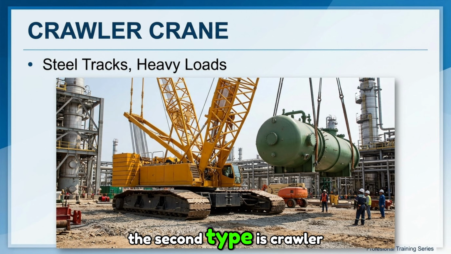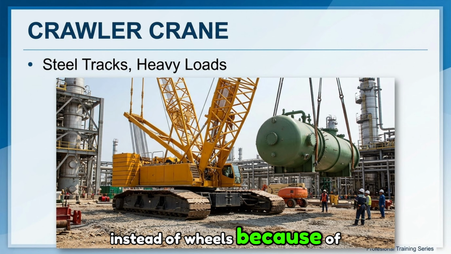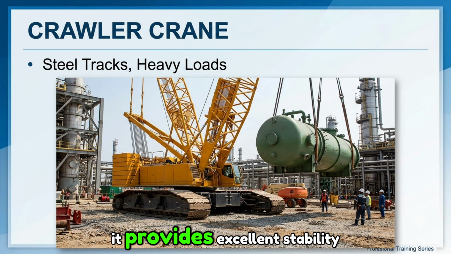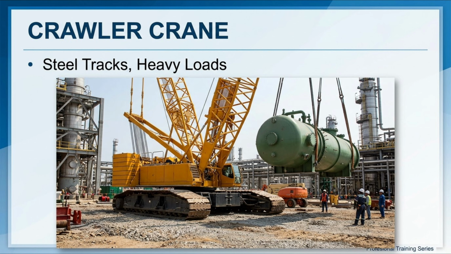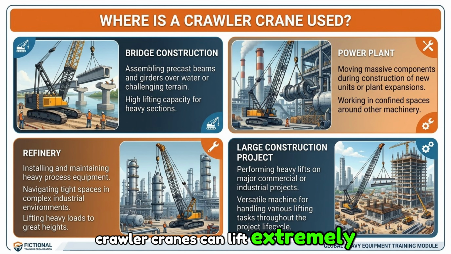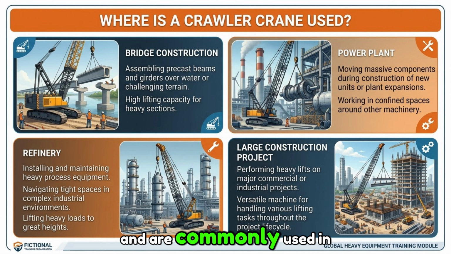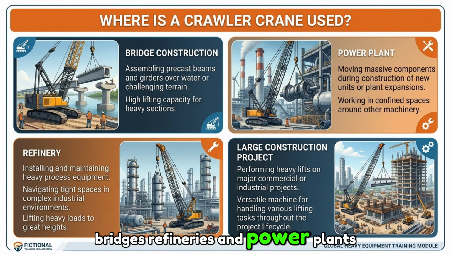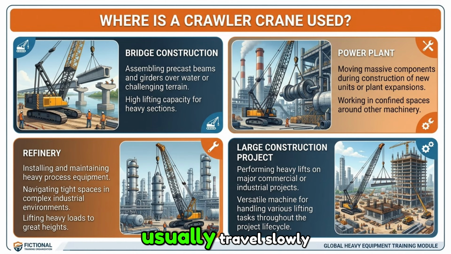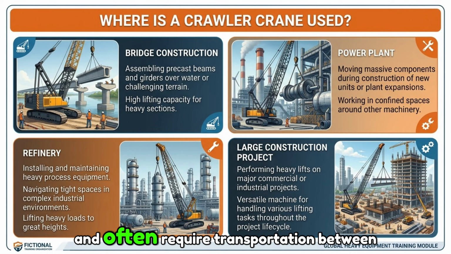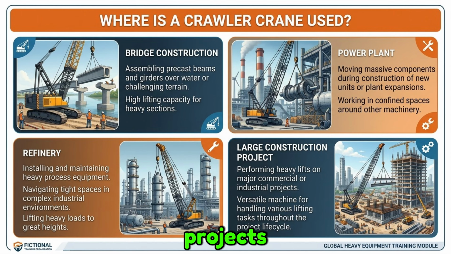The second type is the crawler crane. A crawler crane moves on steel tracks instead of wheels. Because of its tracks, it provides excellent stability, especially on soft or uneven ground. Crawler cranes can lift extremely heavy loads and are commonly used in large construction projects, bridges, refineries, and power plants. Unlike mobile cranes, crawler cranes usually travel slowly and often require transportation between projects.